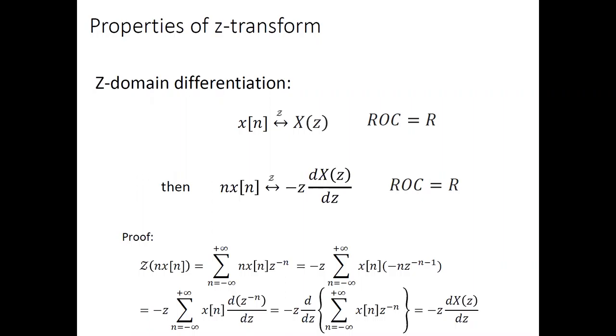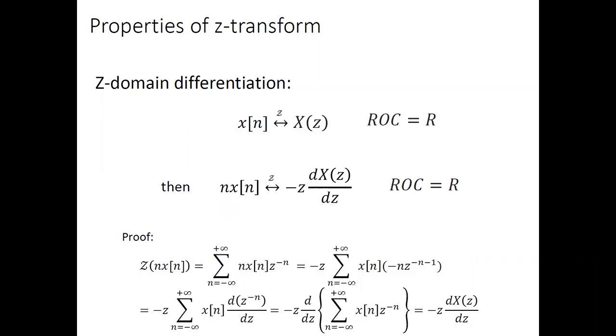But in particular, if we have signal x of n, whose Z transform is capital X, region of convergence is R, then we take the right-hand side, its derivative over z, so dX/dz, and multiply it by an additional minus z, so the right-hand side is still a function of z. Then it is the Z transform of n times x of n. So the left-hand side is a new signal over time n. It's still a discrete-time signal. The region of convergence does not change.